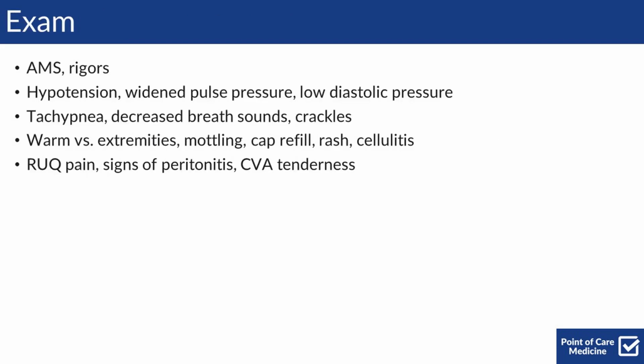For your exam, be looking for altered mental status, general appearance, and rigors. If they're hypotensive, look for a widened pulse pressure and a low diastolic pressure. If they have respiratory distress, look for tachypnea, decreased breath sounds, and crackles. Look for warm versus cold extremities, mottling, capillary refill, rashes, and any evidence of cellulitis. Check for right upper quadrant pain, signs of peritonitis, and CVA tenderness.